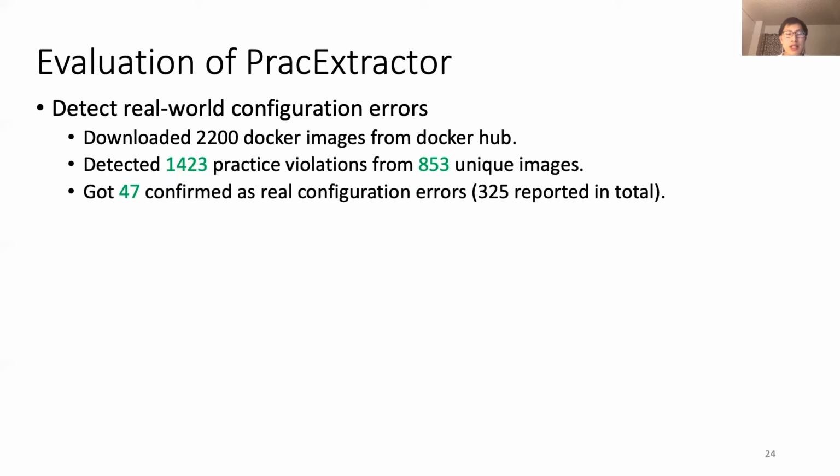To evaluate PracExtractor's capability on detecting real-world configuration errors, we downloaded 2,200 Docker images from Docker Hub for PracExtractor to check to see if there are any violations. PracExtractor detected 1,423 practice violations from 853 unique images. We reported 325 violations in repos that are maintained on GitHub, and got 47 of them confirmed as real configuration errors.